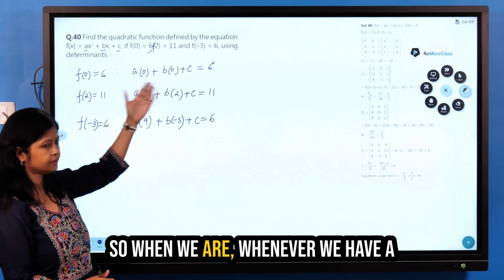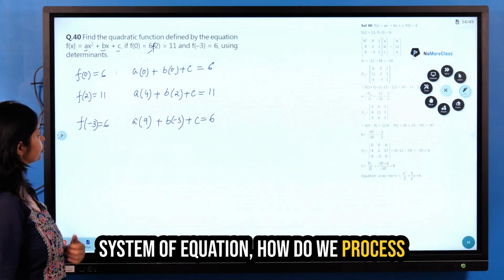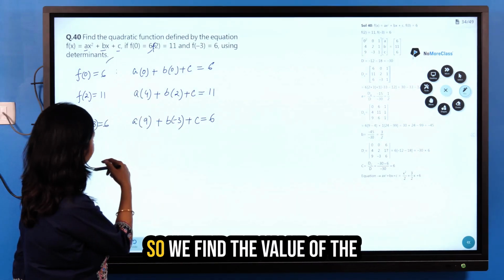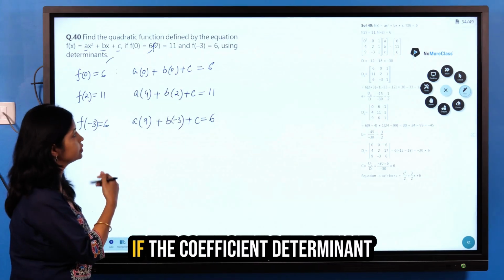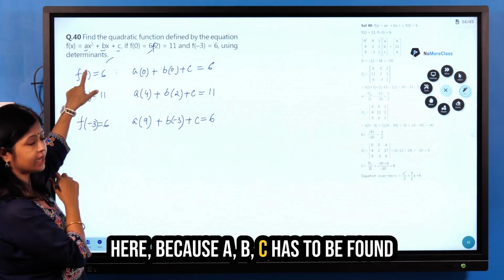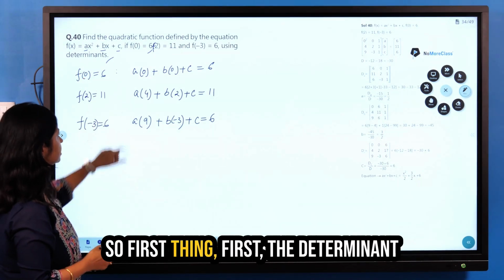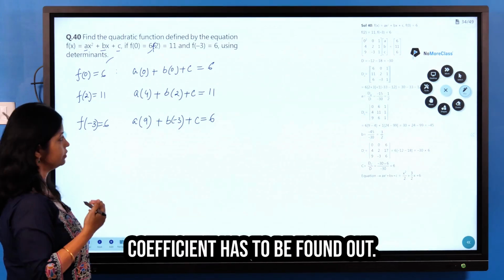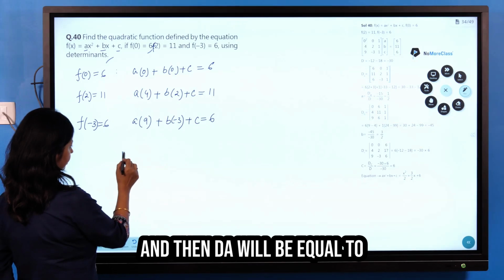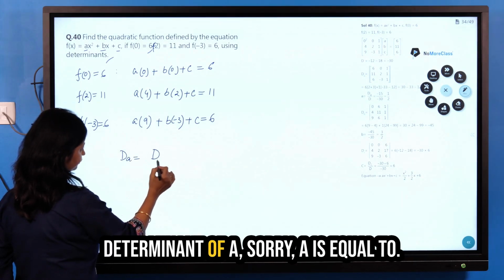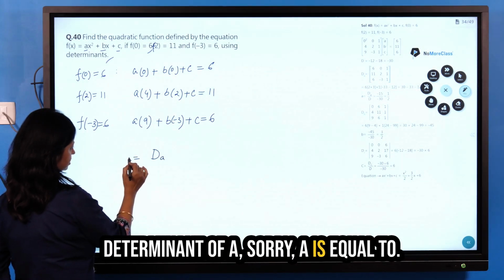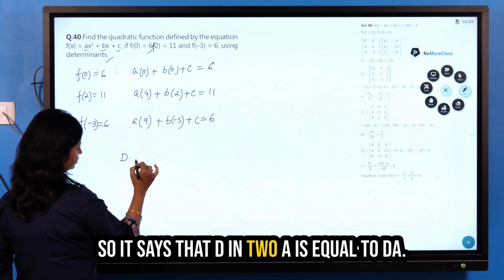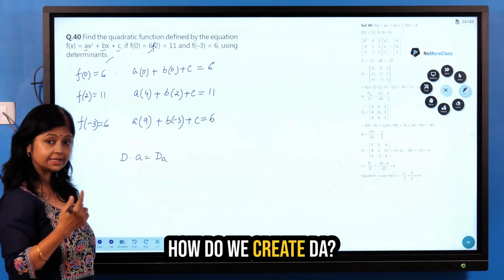Okay, so whenever we have a system of equations, how do we process it? Using Cramer's rule, because we are in the determinant. So we find the value of the coefficient determinant. Because a, b, c have to be found out, it means there is a solution. So first, the determinant of the coefficients has to be found out. Let's write Cramer's rule first: D times a is equal to D_a. How do we create D_a?